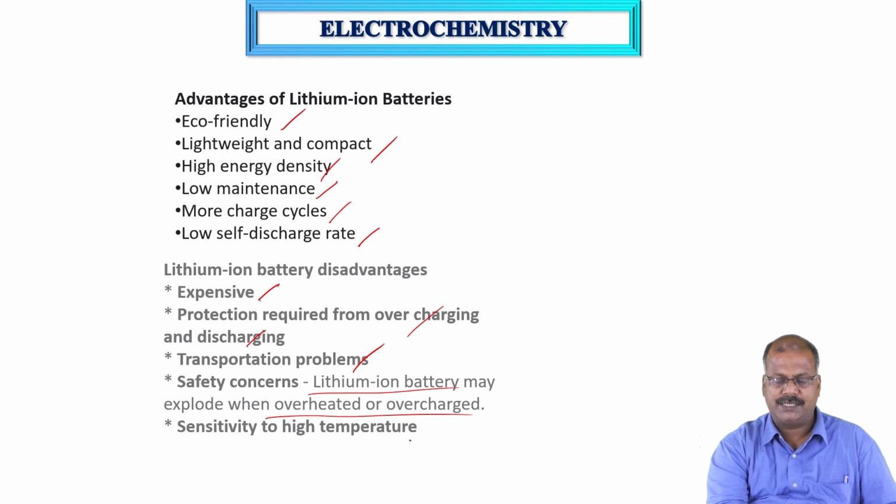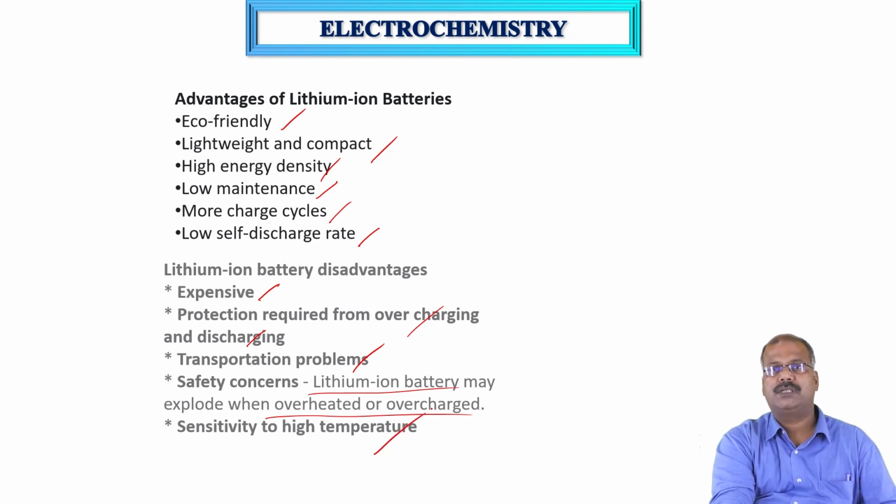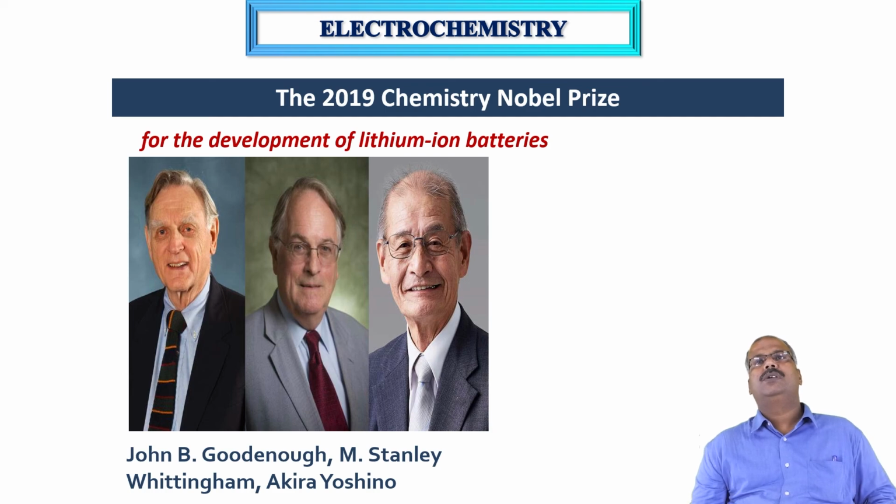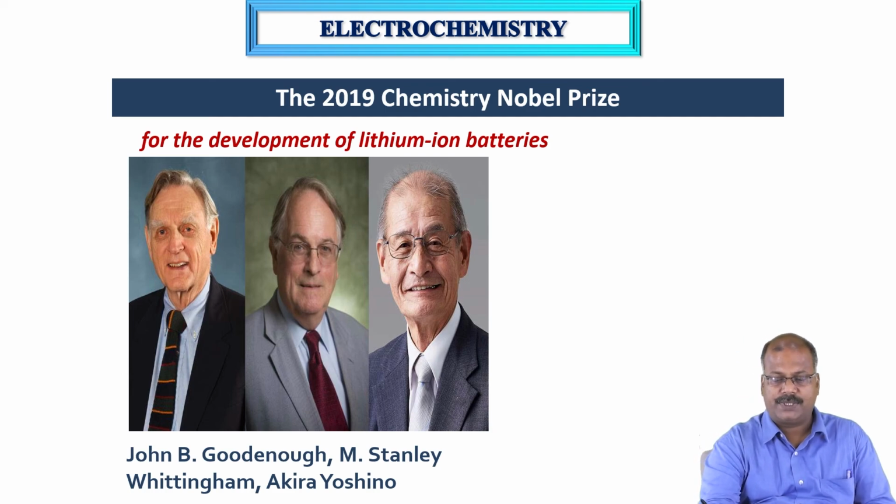Okay. Sensitivity to high temperature. Lithium-ion batteries are sensitive beyond certain temperatures, like you can say 100, 150. Beyond that stage, we call it high temperature, which is not good for usage. It's a disadvantage.